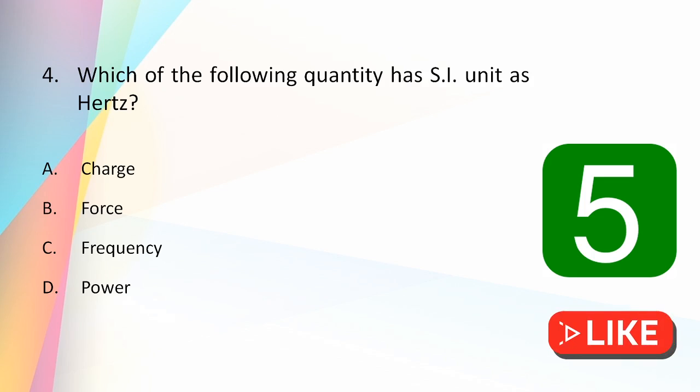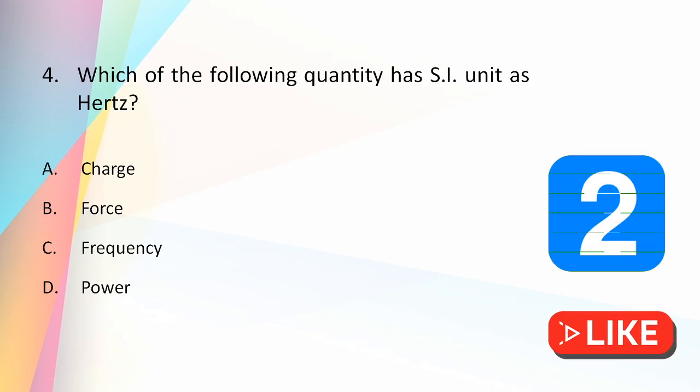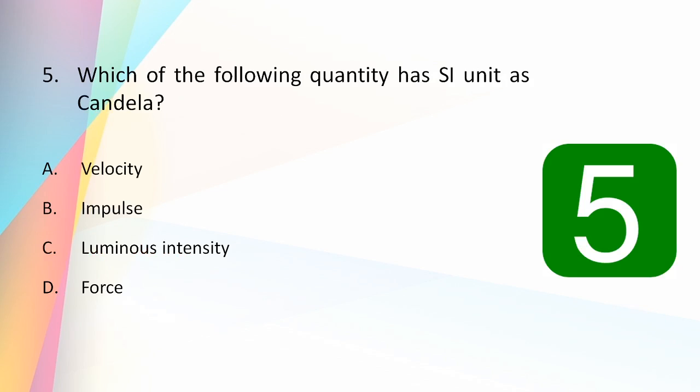Which of the following quantity has SI unit as hertz? Charge, force, frequency, power. And here you go. The answer here is frequency. Hertz is the SI unit of frequency. Frequency is defined as the number of cycles per second and is named after German physicist Heinrich Hertz. So the SI unit of frequency is termed Hertz.